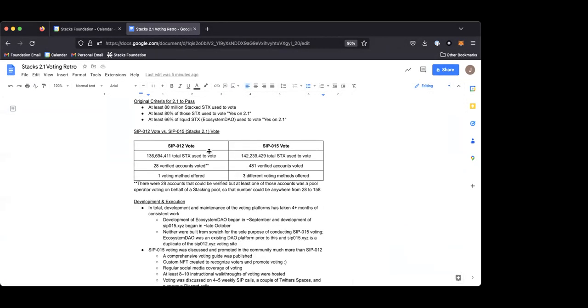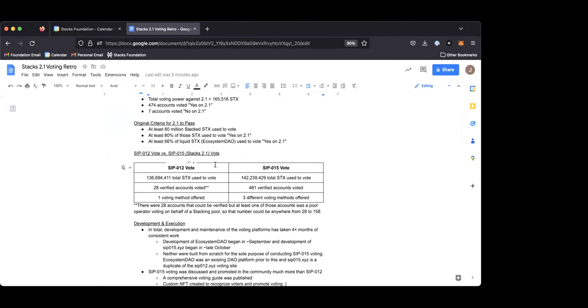So just to review the original criteria. In order for this vote to be considered valid and in order for us to feel comfortable with moving forward with the 2.1 upgrade, at least 80 million stacks need to have been used to vote. And at least 80% of those stacks used to vote needed to be used to vote yes on 2.1. And at least 66% of the liquid stacks, so the stacks used on ecosystem DAO, needed to vote yes on 2.1. I'll save questions or any comments for the end.